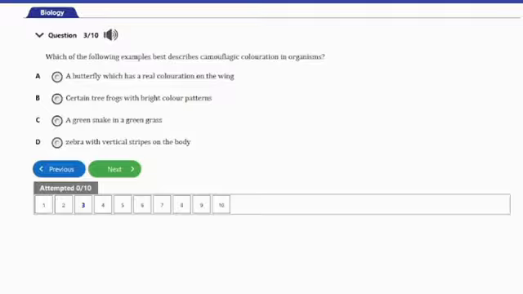So guys, no need of checking other options here. Option C is the correct answer to this question. A green snake in a green grass is the best example that describes camouflage coloration, and that's it for this question. Let's go ahead and consider the next question, guys.